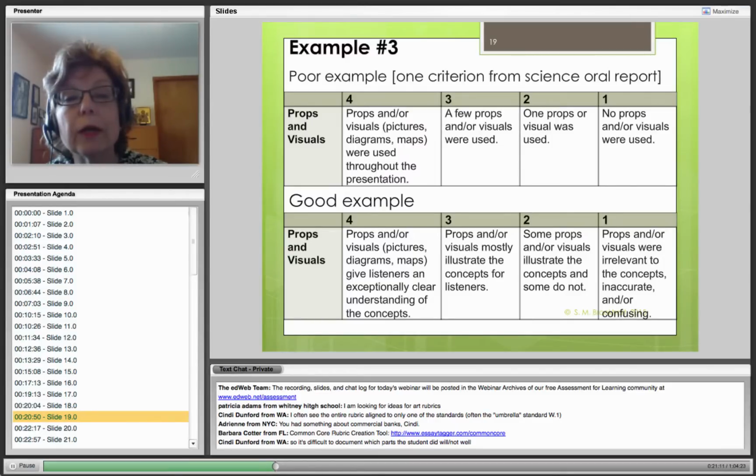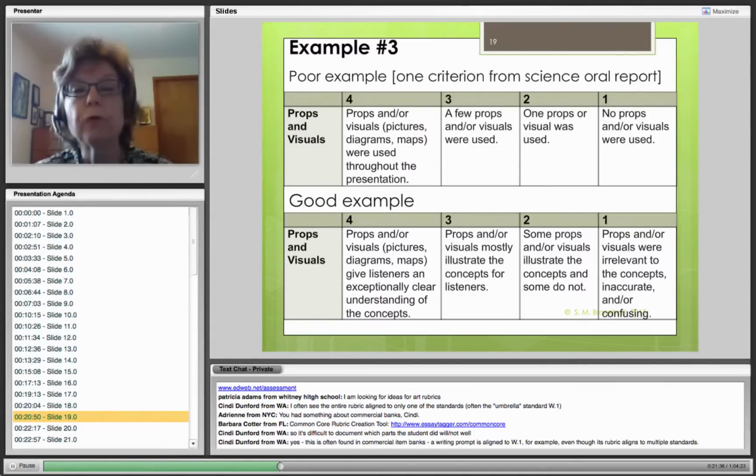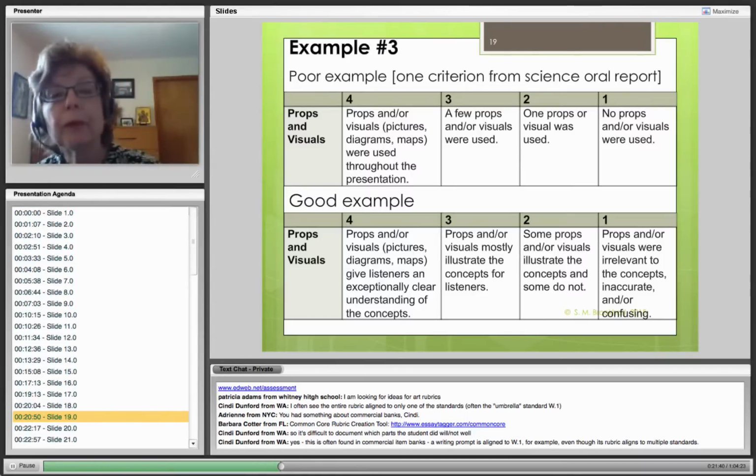What you want to do is say, did the props and visuals make any difference to that oral presentation? That wouldn't have been done if they hadn't had the props and visuals? And I know my example is a social studies example here. The slide says science. Sorry about that. But supposing, for instance, a student dressed up like George Washington. Well, that'd be a little better.